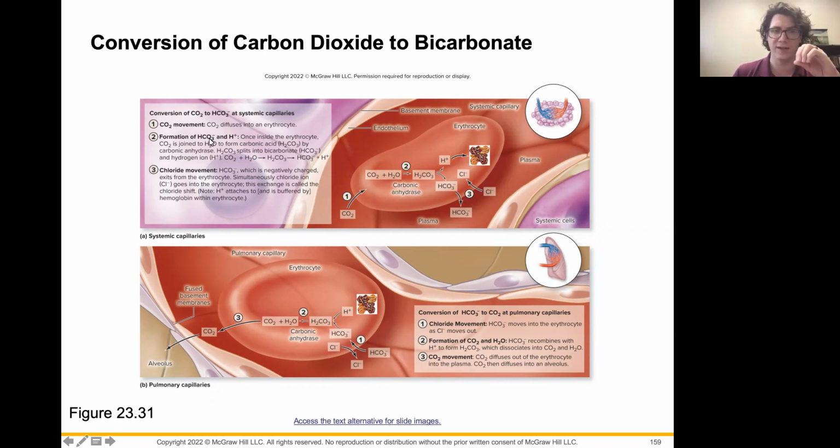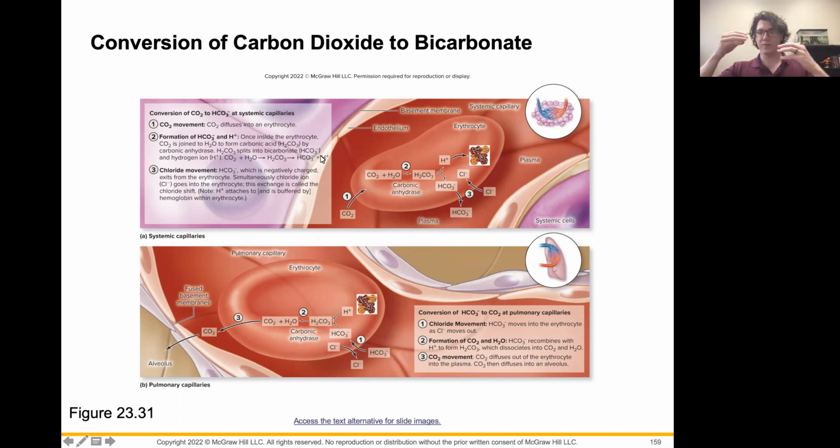Now, remember that carbonic acid, H2CO3, can dissociate into bicarbonate and a hydrogen ion, okay? So this is your equation here. It doesn't always do this, but it can. So it's considered a weak acid, but it is still acidic.